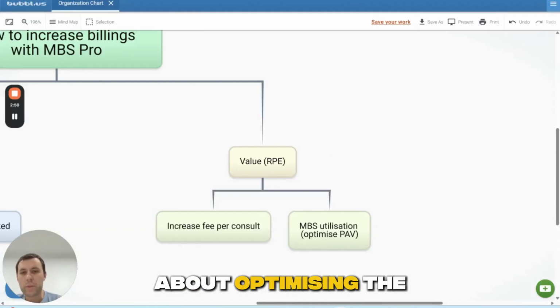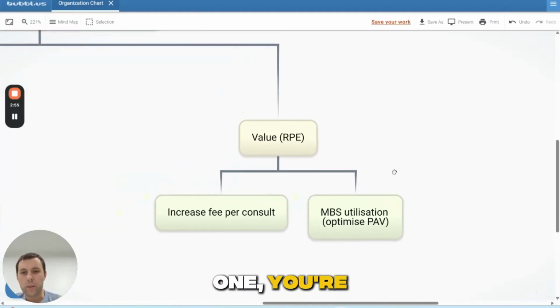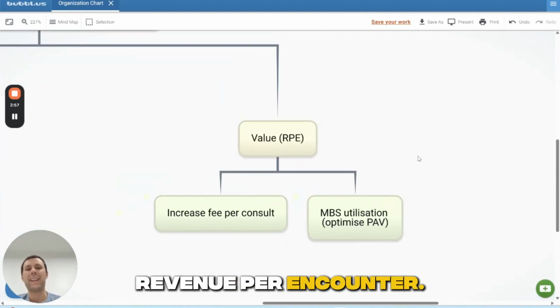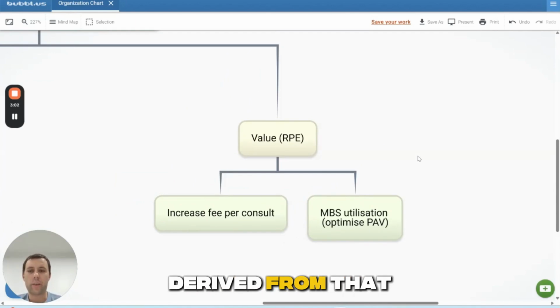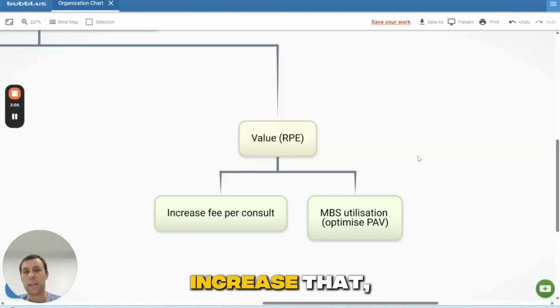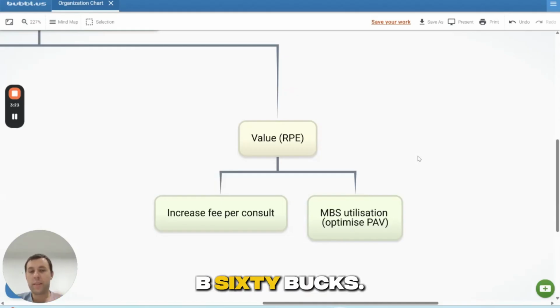When we talk about optimizing the value equation, there's a couple of things to think about. So number one, you're thinking about your RPE, your revenue per encounter. So every time you see a patient, what is the revenue that is derived from that encounter? How do we increase that? The easiest way is charging a private fee. If you're bulk billing in one area, so in the city, your revenue per encounter is probably something like $60. So your base rate plus your triple bulk billing incentive for a level B, $60. If you then decide to charge $90, you'll earn more.